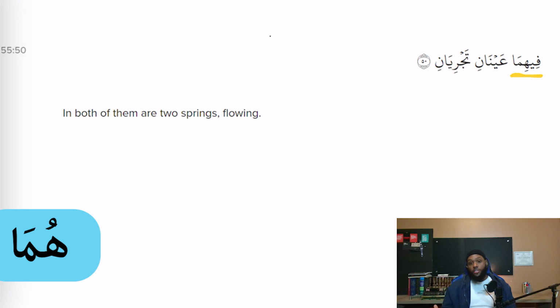And this occurs not just with the harf jar. This can occur with other words as well, right? And what's happening here is actually two words are merged together. A harf, fi, plus huma. But it changed here being attached with this harf jar.